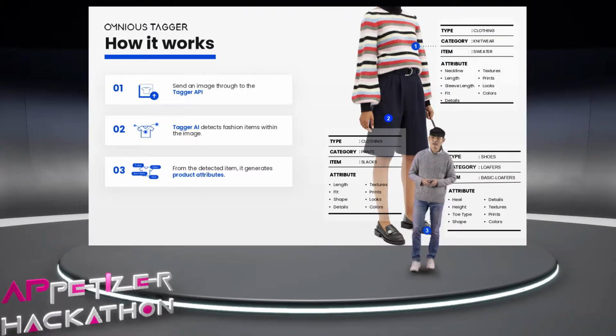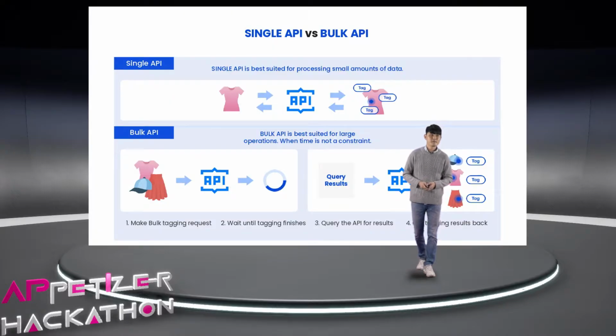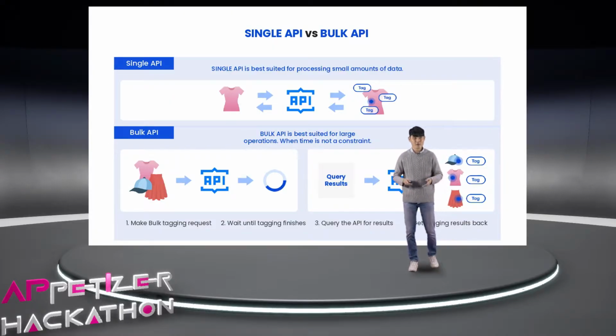Now, this is how Tagger works. First, you send an image through to the Tagger API. Second, the Tagger AI detects fashion items within the image. Then third, from the detected item, it generates product attributes. Now, I'll talk about the single and bulk API, which are the 2 ways of calling Tagger.